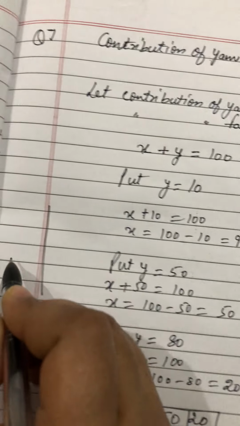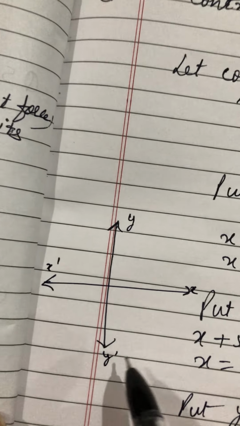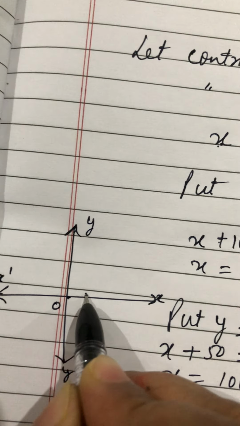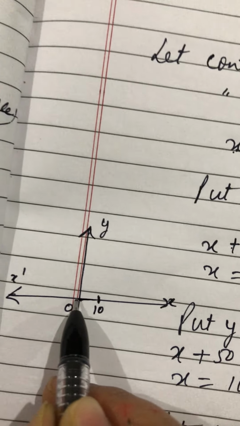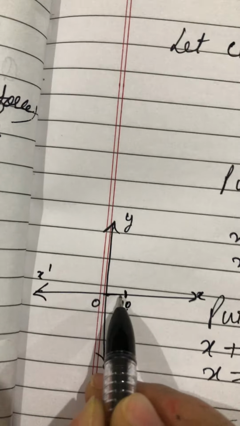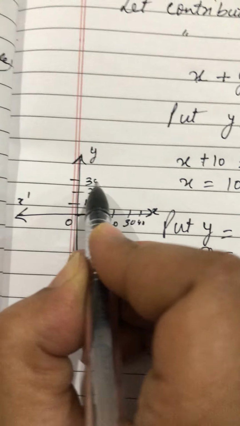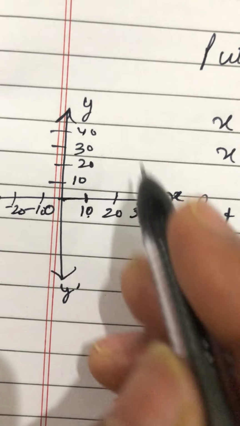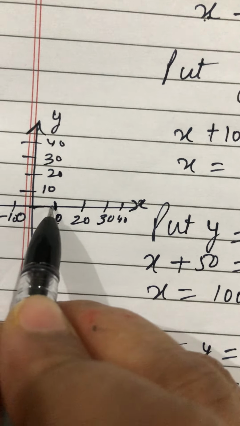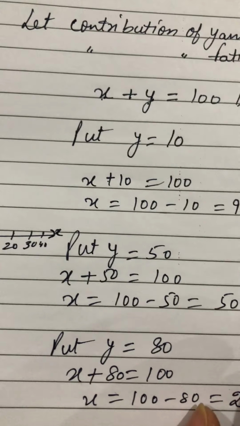Keep one thing in mind while plotting the graph. Suppose this is a Cartesian plane and this is origin. You have to take one unit as 10 centimeters. From 0 to this one unit will be of 10 units, and this one unit will be of 10 units, 10, 20, 30, 40 and so on. Similarly here on y-axis 10, 20, 30, 40 and so on. Here minus 10, minus 20, minus 30 and so on. So in this way you have to plot this graph. Take one unit as 10 centimeters. So I hope you will be able to draw its graph.